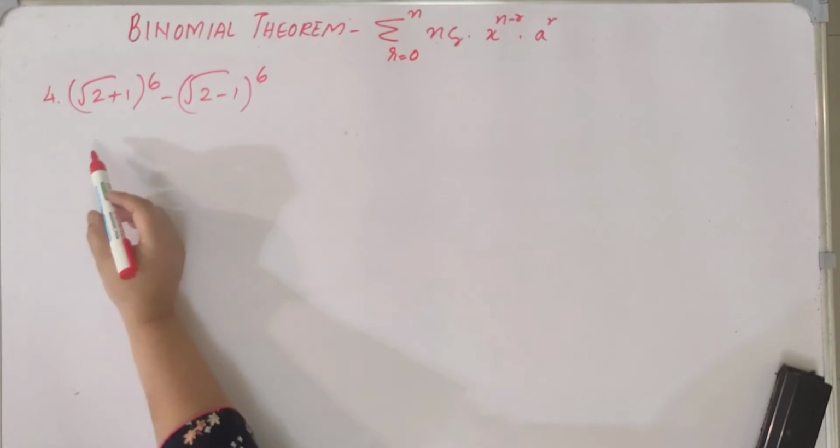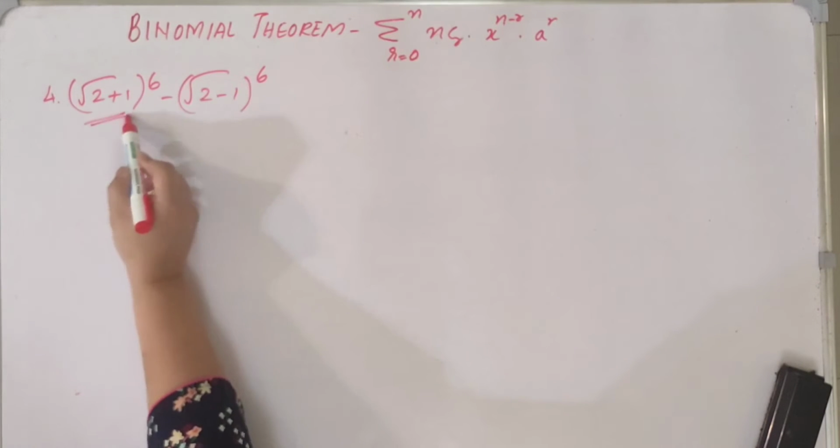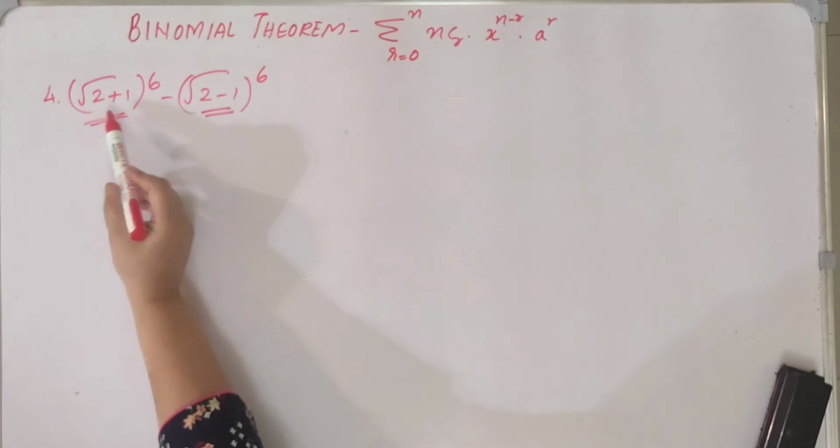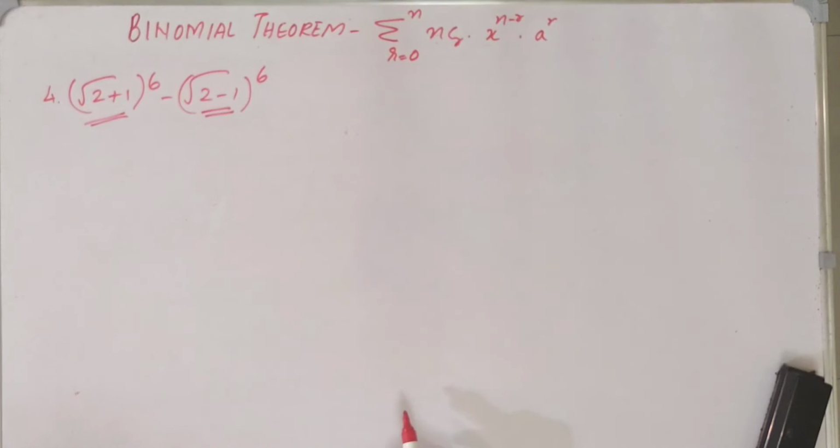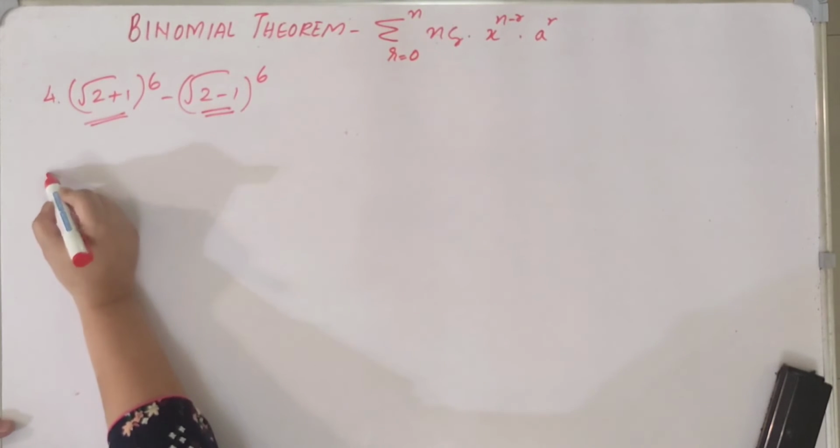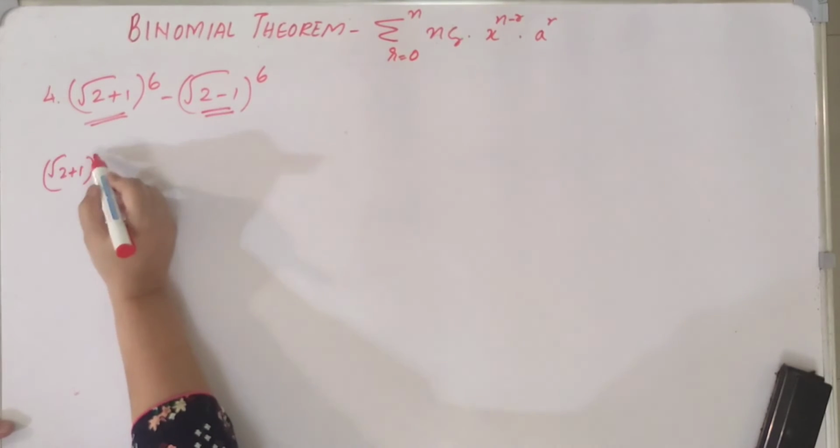Let's solve another binomial theorem problem where we have two expressions given. We will have to expand both these expressions and then subtract them. So first, let's take the first expression, which is (root 2 plus 1) the whole power 6.